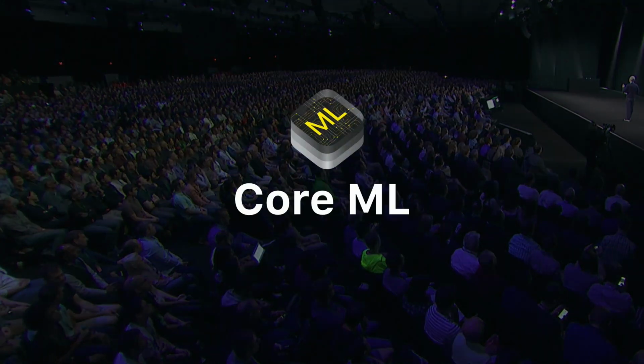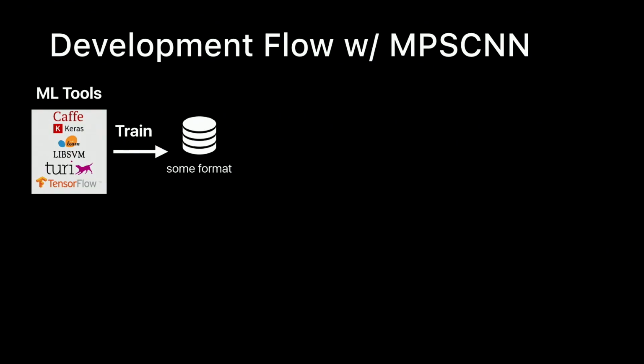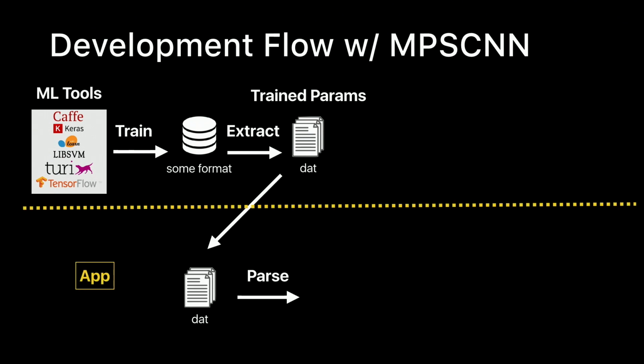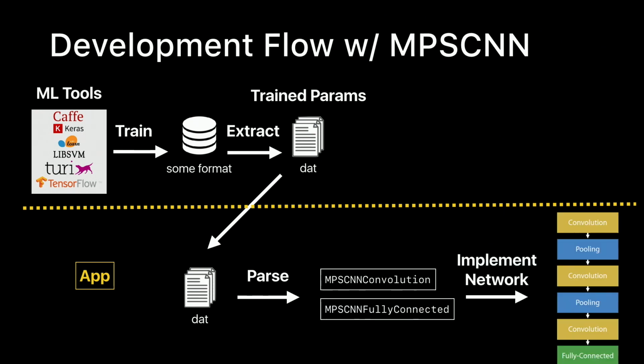So here, Core ML has been introduced in iOS 11. Please look at this flow. This is the development flow with MPS CNN. We need to write code to extract the trained parameters from the model file. Then we need to write code to parse the binary files. Then we need to write code for the network. Sometimes this code becomes very complicated.